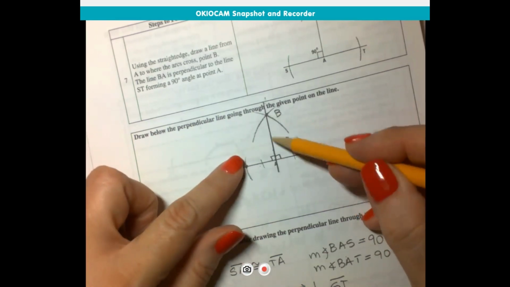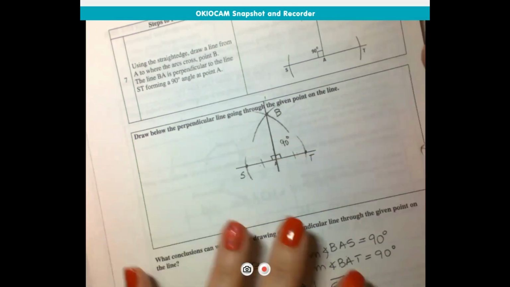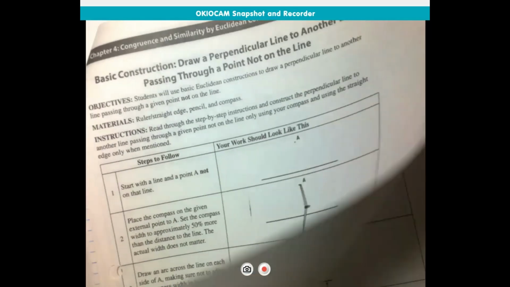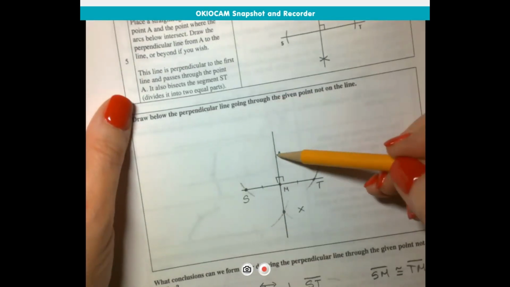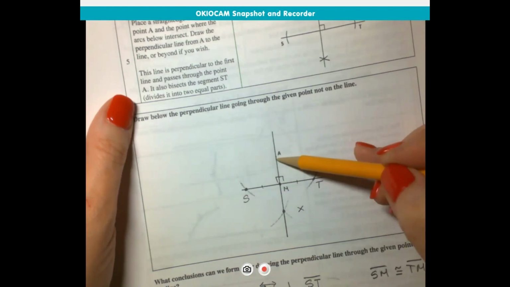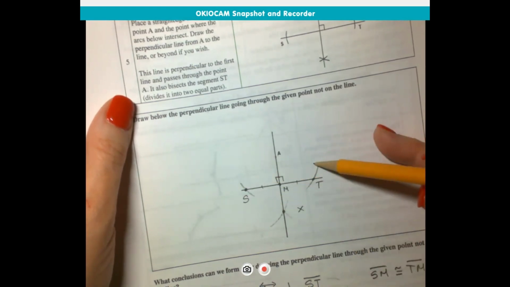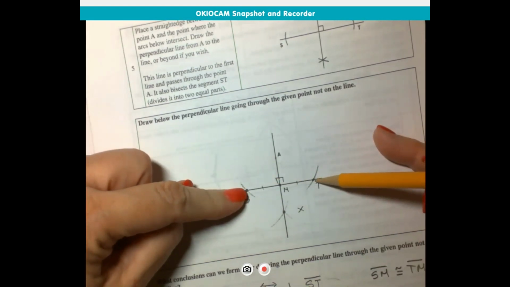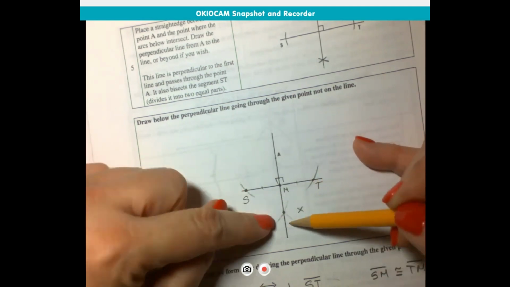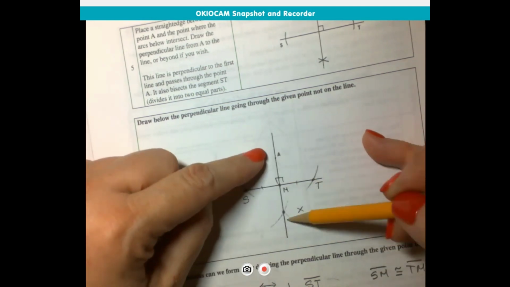And then you're going to connect that point with the one that you had on the line. And then you're going to do the same thing with the point outside of the line. From that point, you're going to create the curves, so you can create the segment. And once you have the segment, then you just need to create another arc down here and connect those 2 points. Just follow the steps in here, okay?